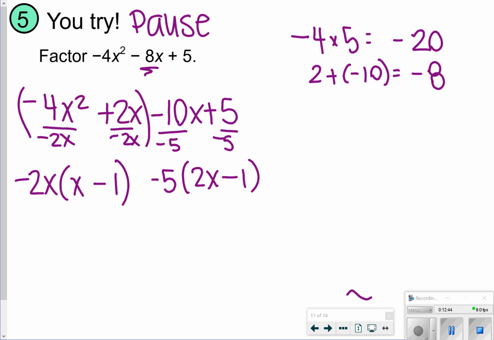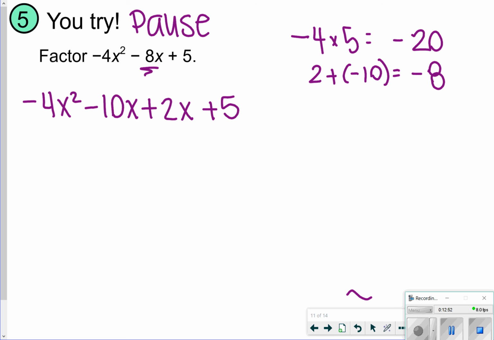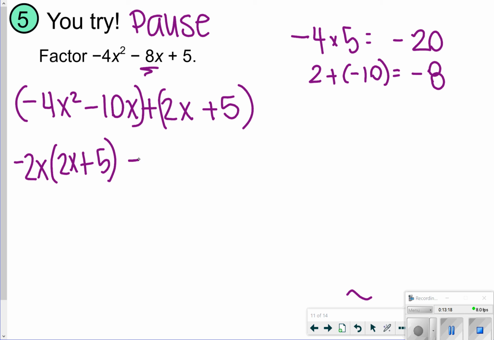So what I'm going to do is actually go back and maybe switch around and regroup to make negative 10x be with 4x. So I'm going to go ahead and group the negative 10x with the 4x. I'm going to factor out a negative 2x because that's my GCF of negative 4x squared and negative 10x. So I'm going to get 2x plus 5. And with this last one, I notice that I can factor out a positive 1 and still get 2x plus 5. So that is what I was looking for, my matching binomials.